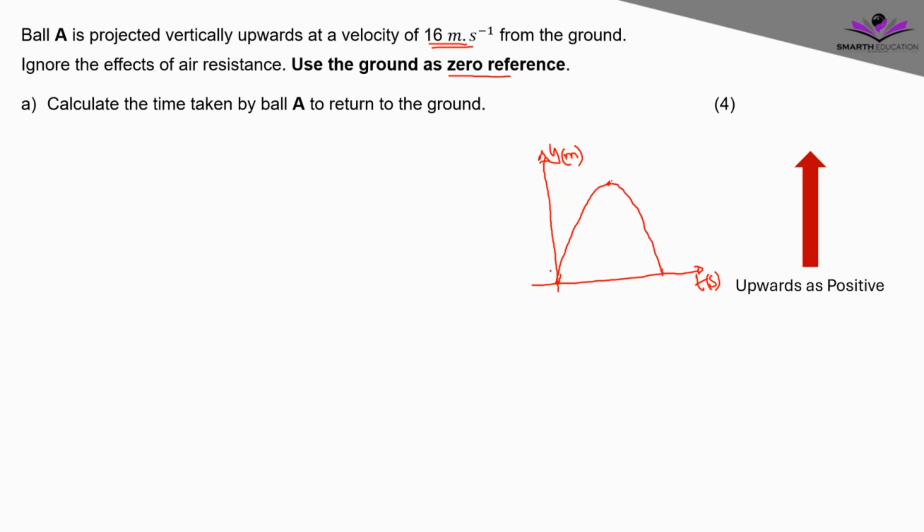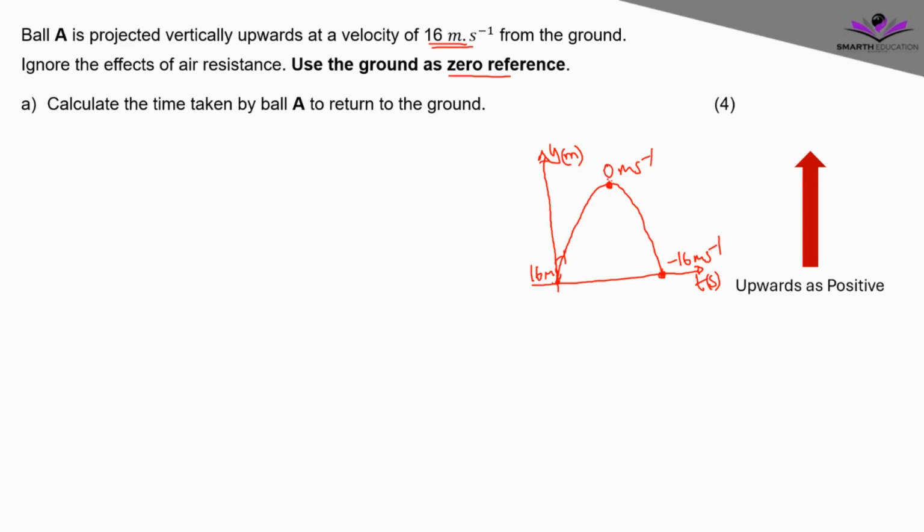Then the initial velocity. This is the initial velocity here, which is 16 meters per second. We know that. And then your final velocity is going to be negative 16 meters per second if you're taking upwards as positive. At the maximum height, the velocity of the ball is going to be 0 meters per second.